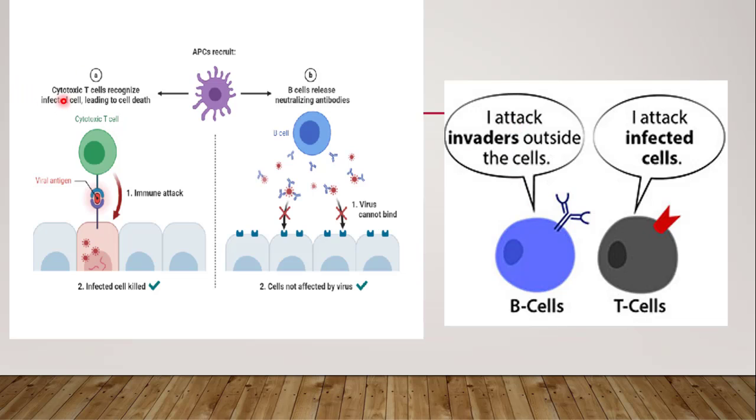So T cell will recognize the infected cell and B cell will release the antibody. So by recognizing the infected cell, they will kill the infected cell, and B cells will produce the antibodies. This will show the action.